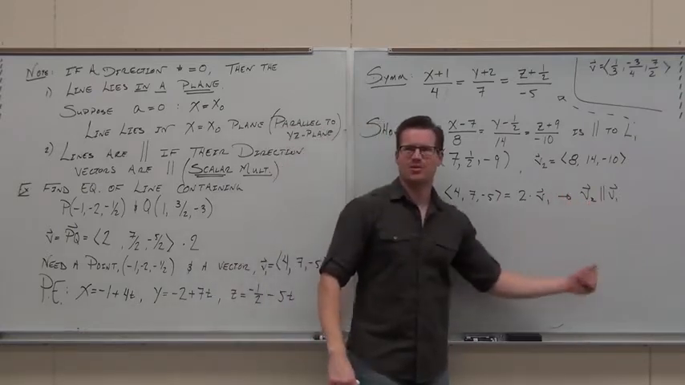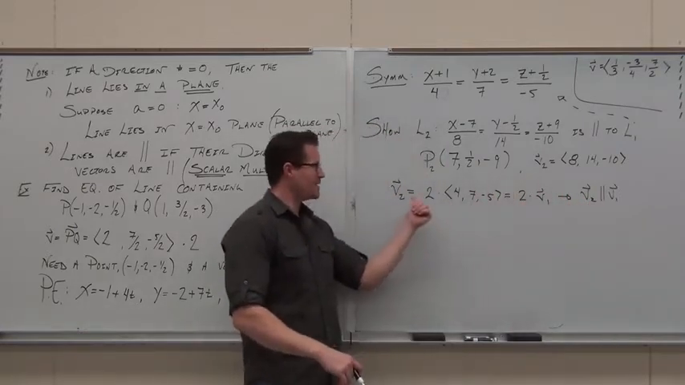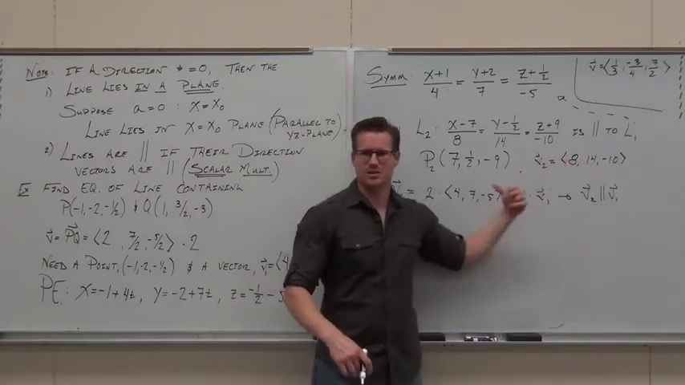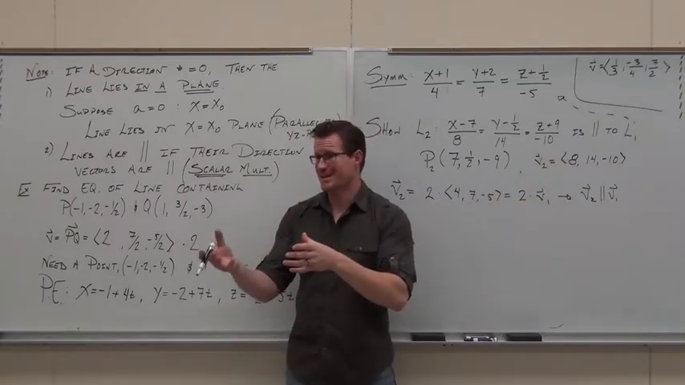What's that say to you? What's this all say to you? It says, hey, did you catch that, firstly, by the way? You saw, it's pretty easy to see. We divide by the 2. That's why this scalar multiple thing is kind of nice.